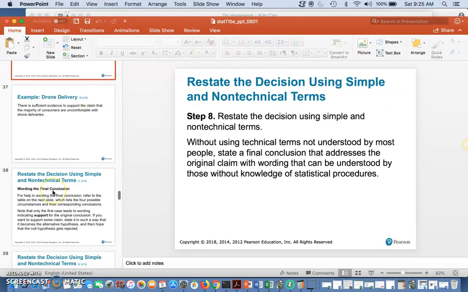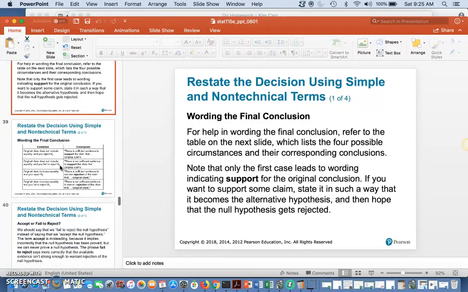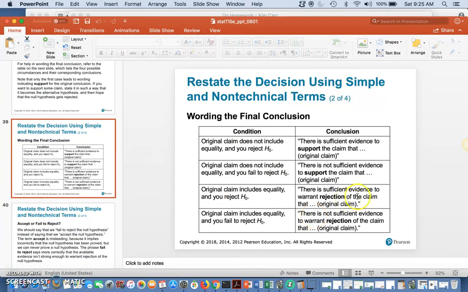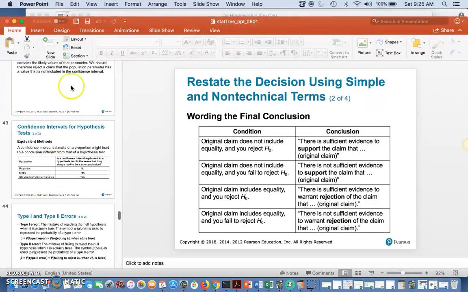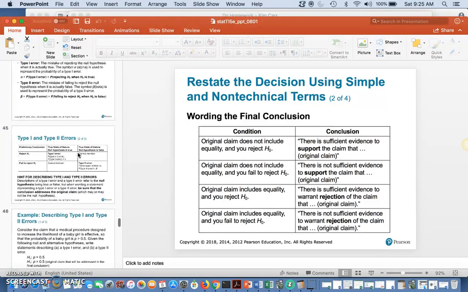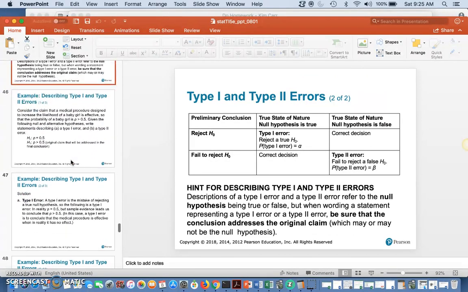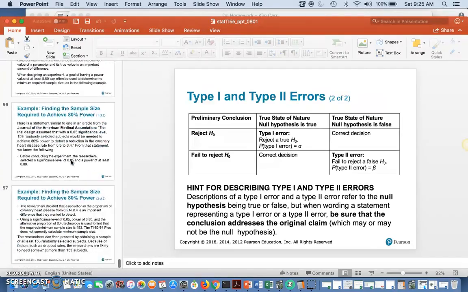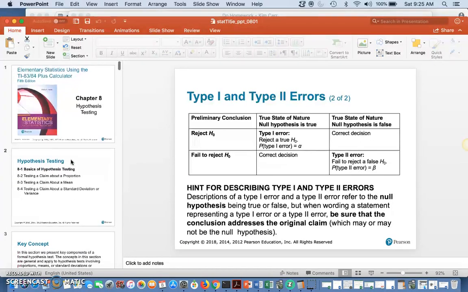You're still at step 8, wording your final conclusion. It tells you what to do here. This is an important little chart. And then, of course, you go on into confidence intervals and type 1, type 2 errors. I know I've just kind of skimmed through these, but I just wanted you to be aware of what's here, and you can come back to them when you need to.